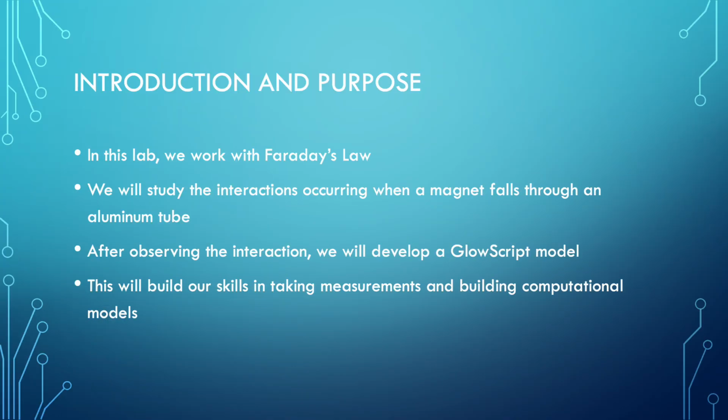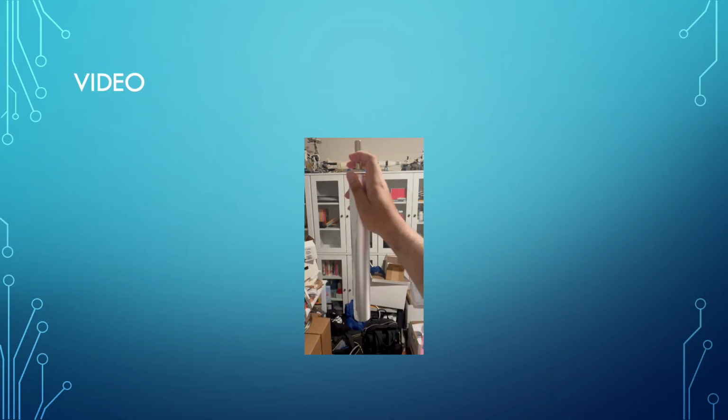Introduction and purpose. In this lab, we're going to work with Faraday's law, and we'll study the interactions that occur when a magnet falls through an aluminum tube. After observing this interaction, we'll build a GlowScript model, and this will help build our skills in taking measurements and building computational models. First, let's watch a video of our magnet falling through our aluminum foil tube.